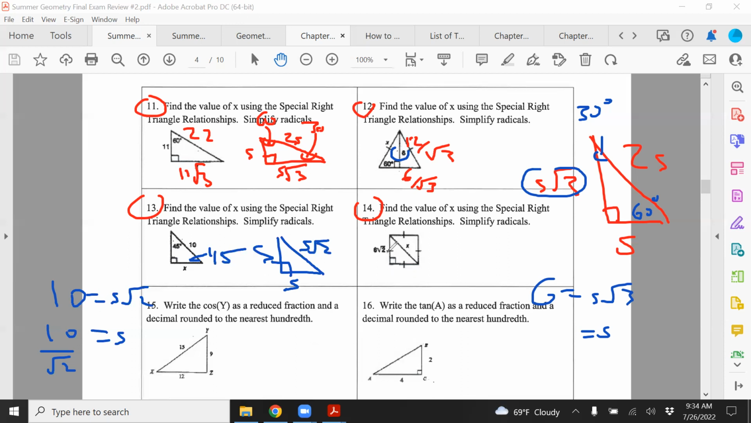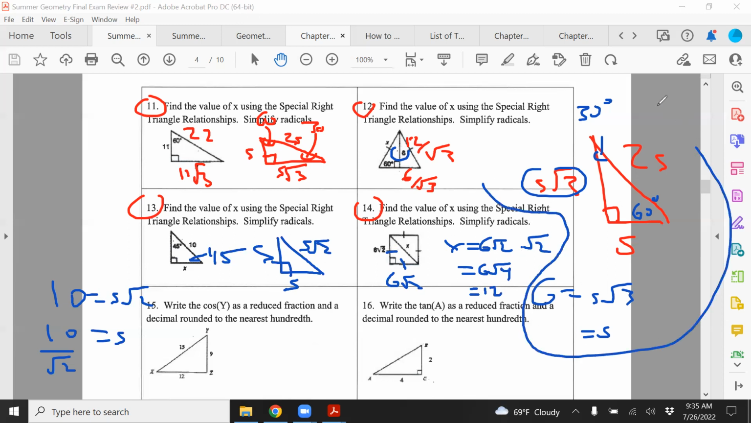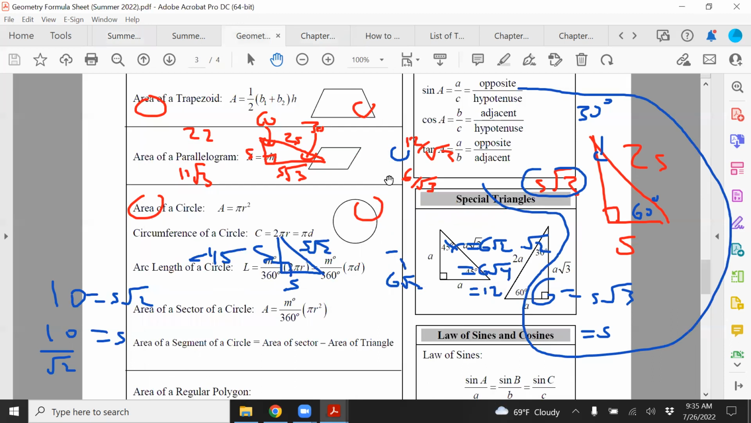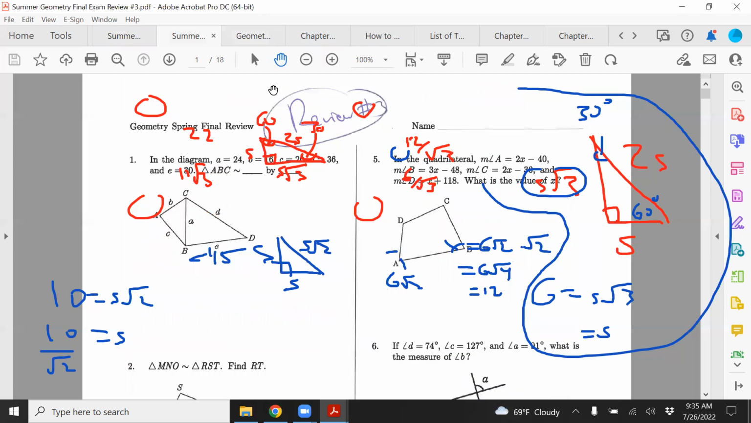14 works the same way. If these are the same, then that's also 6 root 2. And X is 6 root 2 times root 2, which is 6 root 4, which will be 12. So that's how you'd use those ratios. And those ratios are on the formula sheets. You don't have to memorize them. It says special right triangles right there. So you have them, you just have to use them.